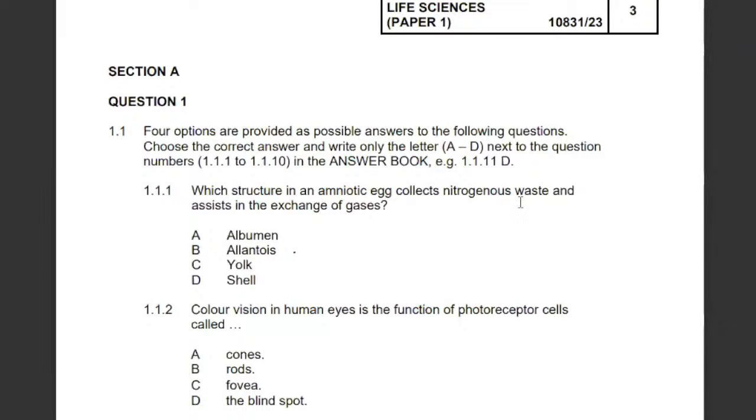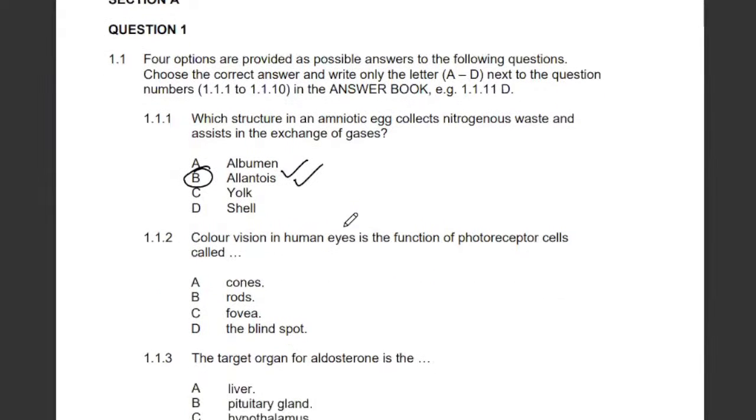So basically, they're asking you a question here: which structure in the amniotic egg collects nitrogenous wastes and assists in gaseous exchange? Don't forget that when you talk about the amniotic egg, we are talking about membranous eggs which have membranes. So in this case, the answer is going to be B. So here you get two marks, which is allantois.